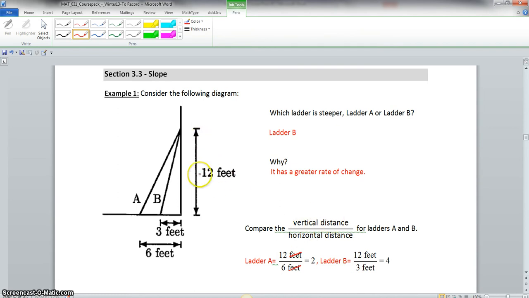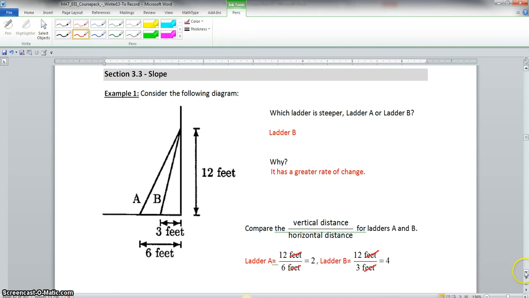The vertical distance is still 12 feet. And then the horizontal distance goes from here to here, which is 3 feet. 12 divided by 4, and we simplify out the feet. Now, if you notice here, 4 is larger than 2, so that means that ladder B is steeper.